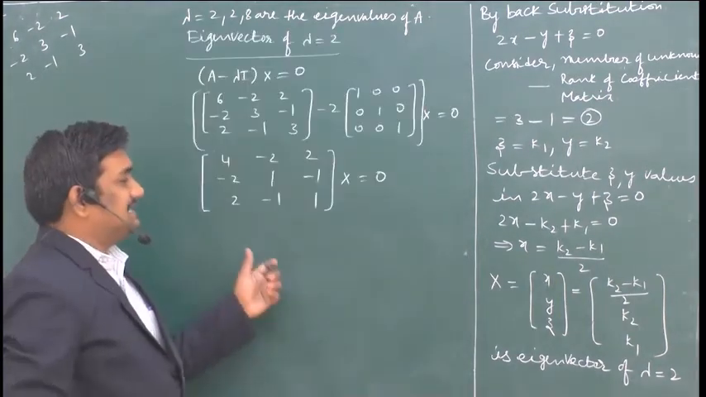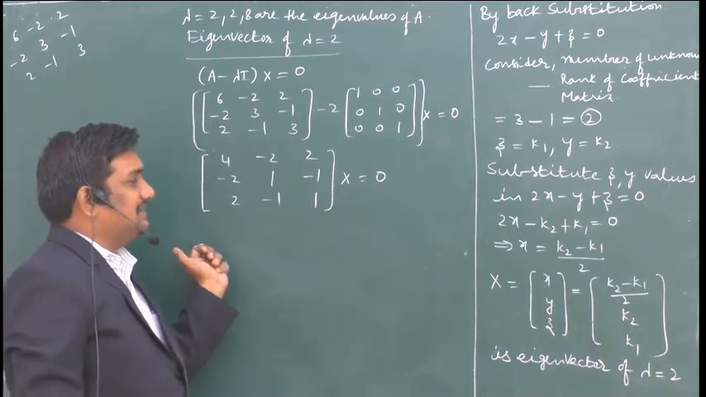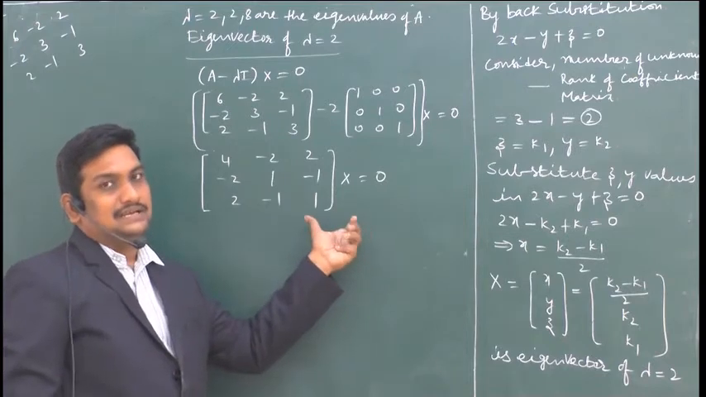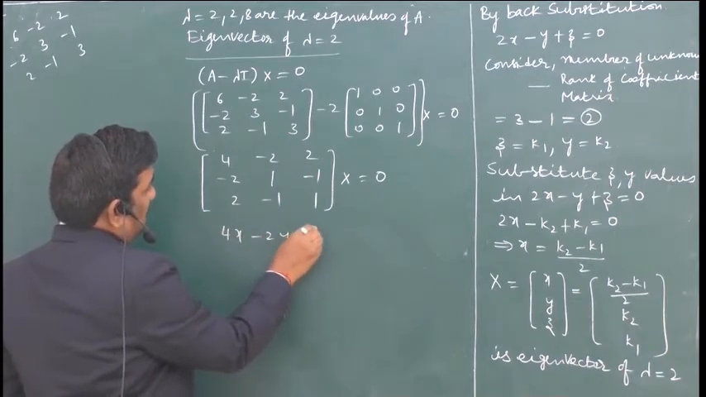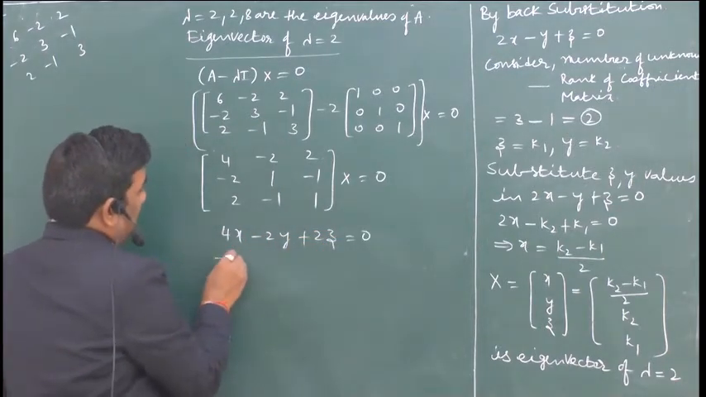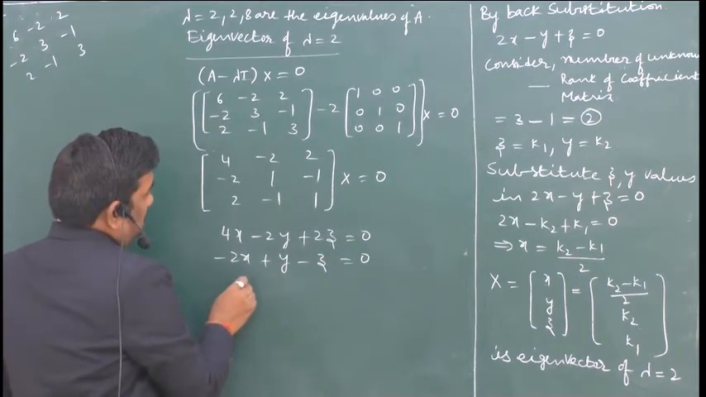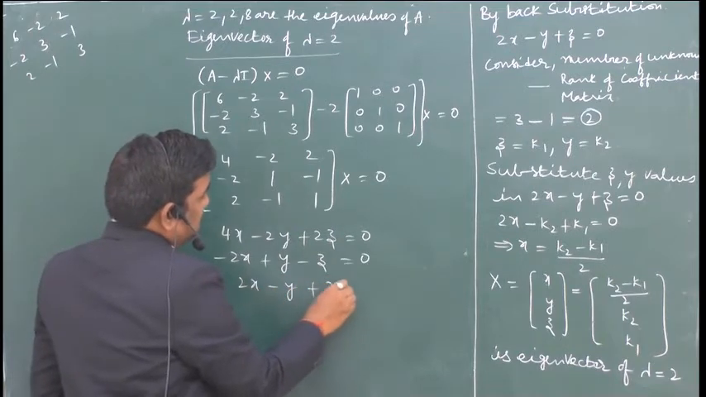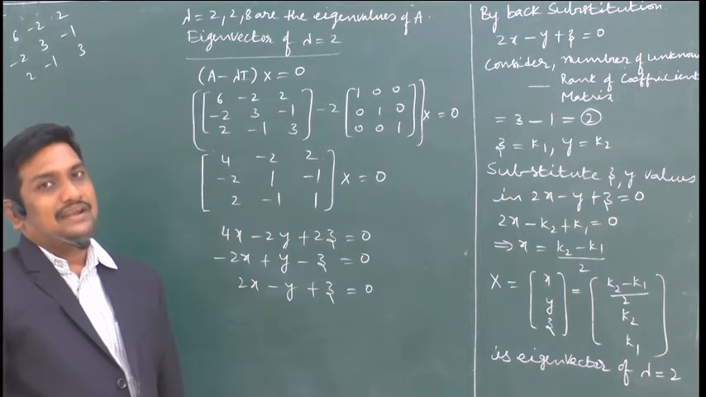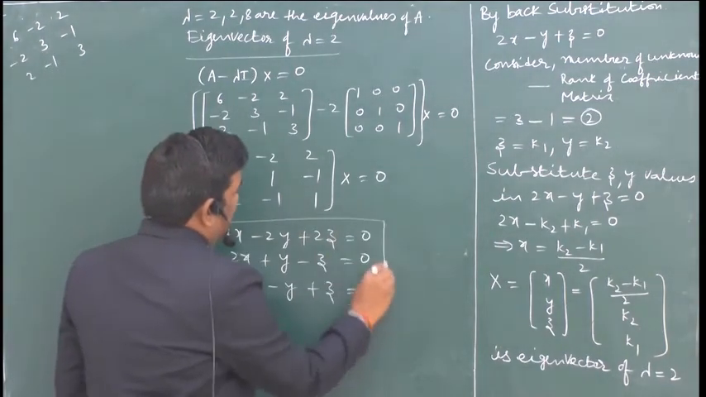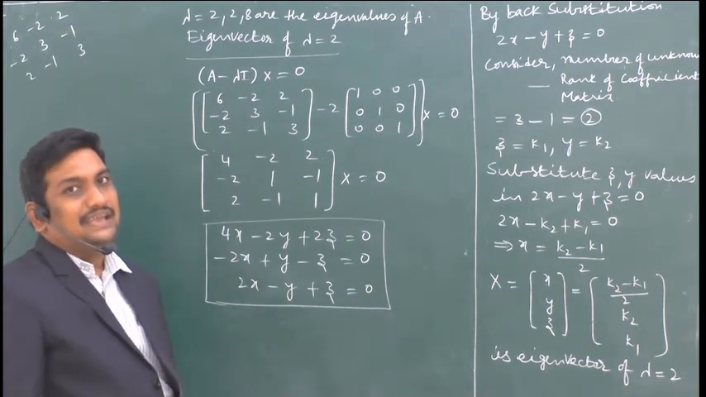Now let us write equations from this system. Let us write the system of equations from this matrix representation. The equations are 4x minus 2y plus 2z equals to 0, minus 2x plus y minus z equals to 0, 2x minus y plus z equals to 0. Now let us identify different equations from these 3 equations.